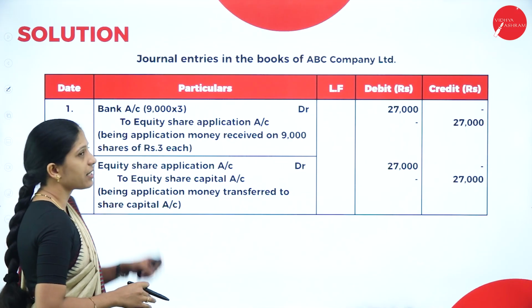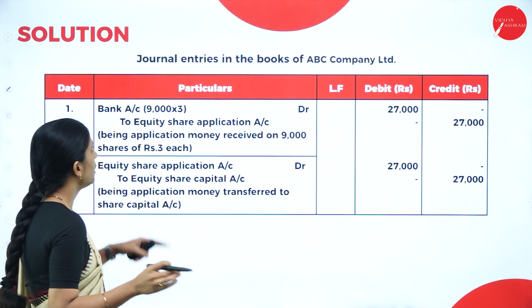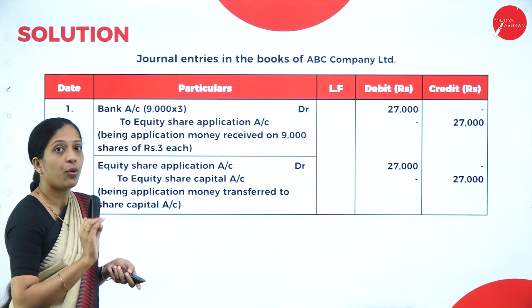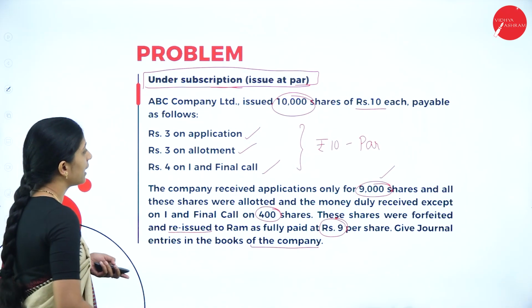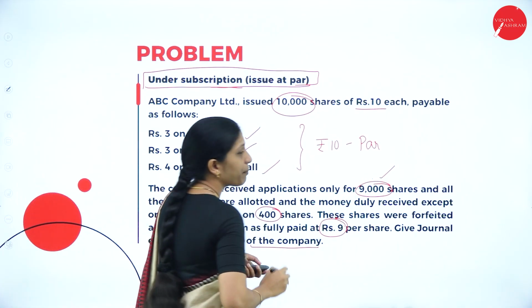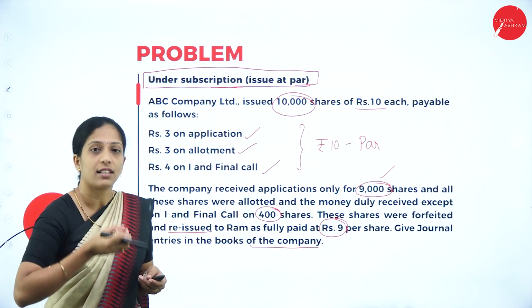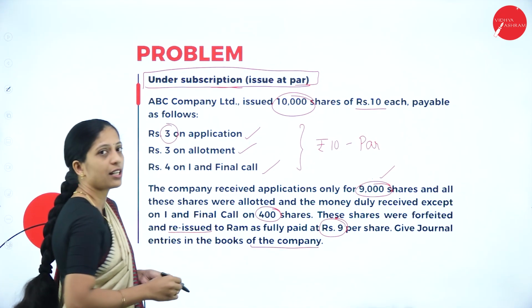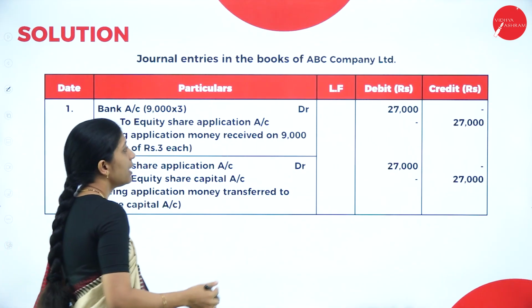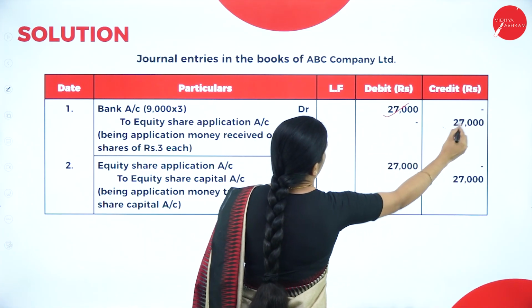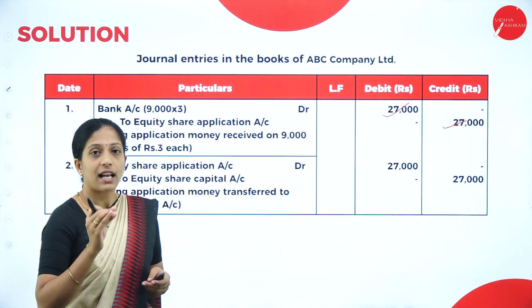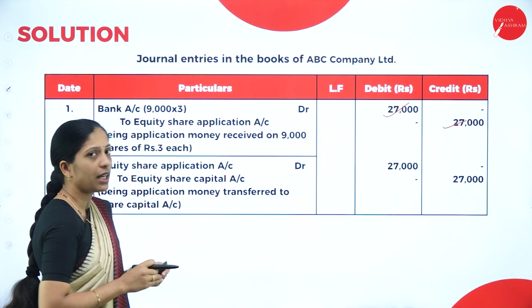Now, your first entry is for receiving of application money. What is your entry? Bank account debit to equity share application account. Now, which number of shares will you take? This 9,000 you will take, because we are going to receive only on 9,000 shares. So 9,000 into application money, 3 rupees. 9,000 into 3, that will be 27,000. Your narration also remains the same, being application money received on 9,000 shares of rupees 3 each.